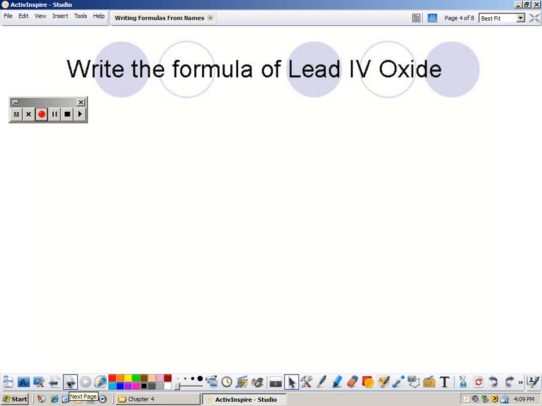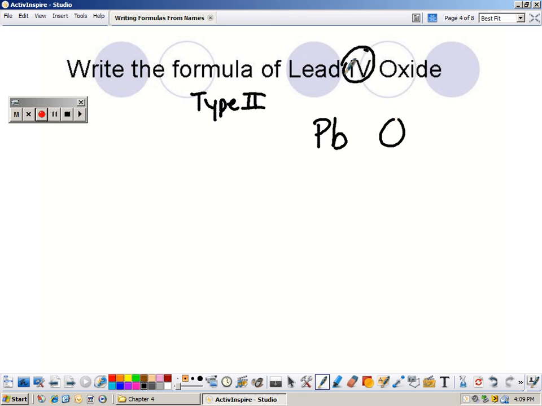All right, so lead 4 oxide. Again, Roman numeral, so you should be thinking type 2. If we write the symbols here, Pb is lead. Oxy, or oxide, comes from oxygen. The Roman numeral tells you the charge on the cation, +4. For oxygen, you should know that an oxide ion has a charge of -2.